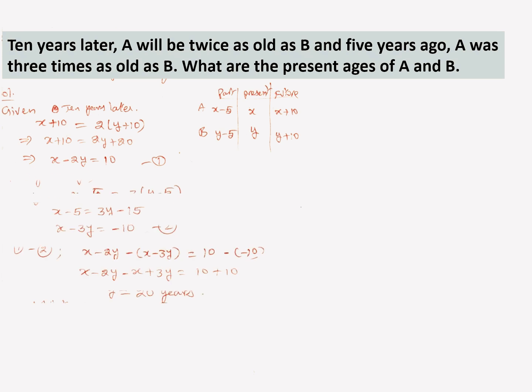And take the second condition. 5 years ago, that means you should use the past ages. So 5 years ago, A was 3 times as old as B. So A's age is x minus 5, that equals 3 times B's age, that is y minus 5. So x minus 5 equals 3y minus 15. So x minus 3y equals 5 minus 15, that is minus 10.